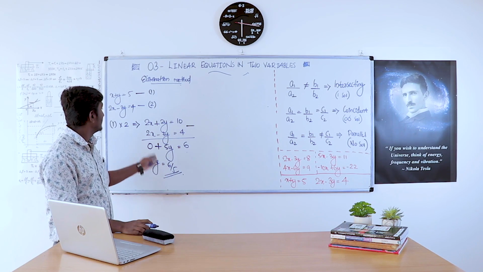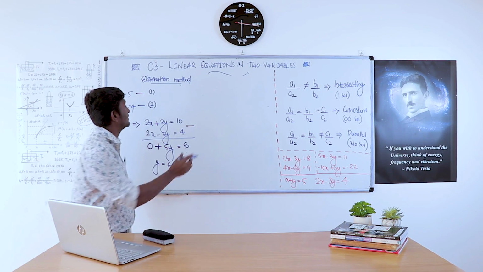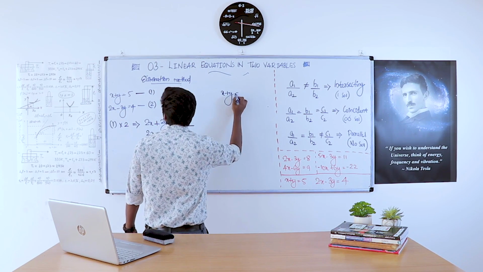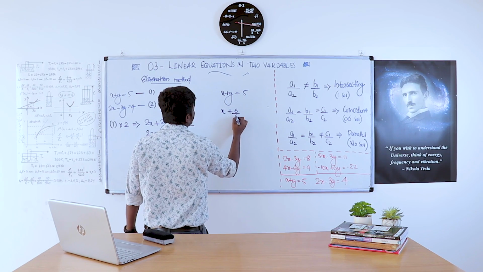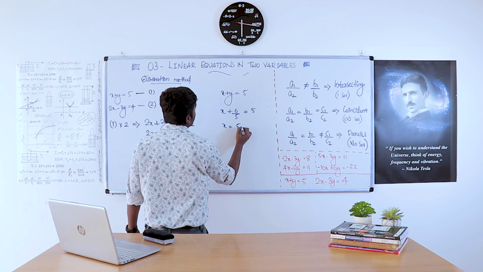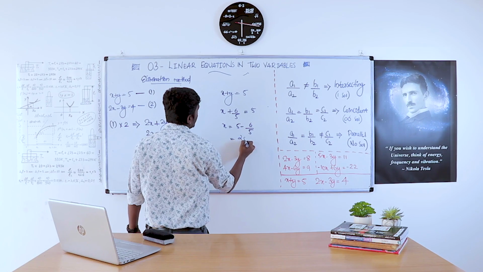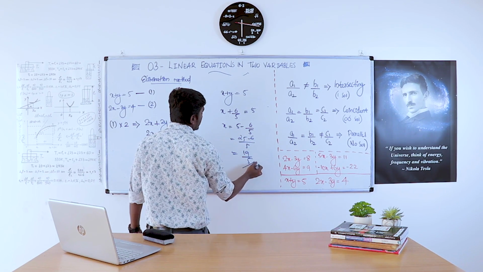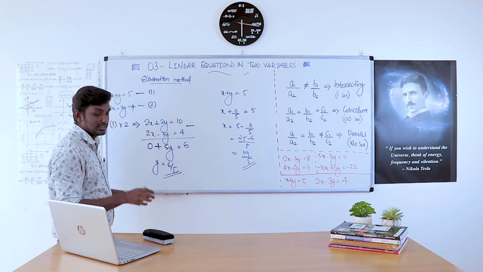Now give the value of y in any equation you like. So I am going to substitute in 1. What is equation 1? X plus y is equal to 5. Substitute x plus 6 by 5 is equal to 5. So x is equal to 5 minus 6 by 5, that is 25 minus 6 by 5, that is equal to 19 by 5. The same value. So x is equal to 19 by 5 and y is equal to 6 by 5.